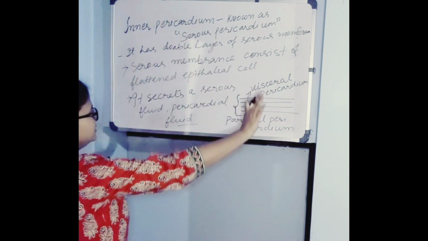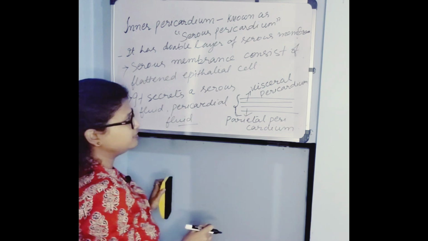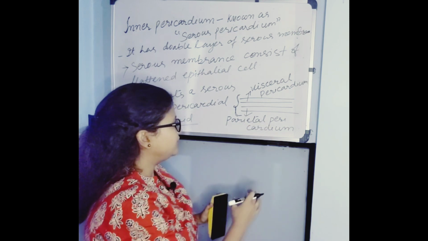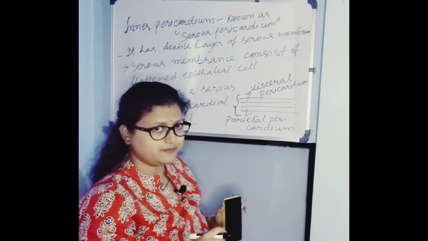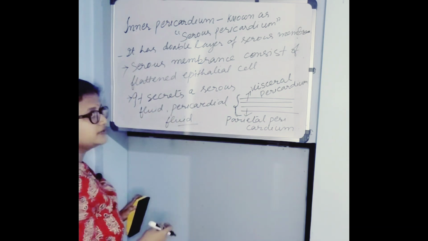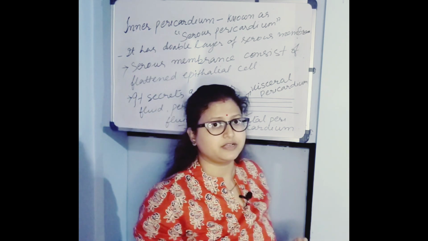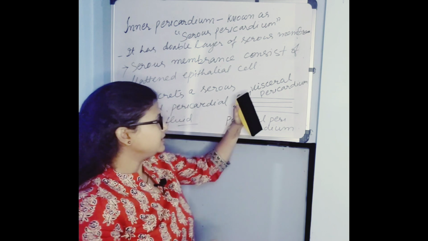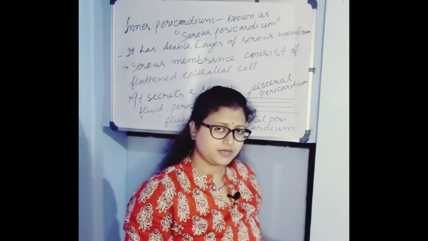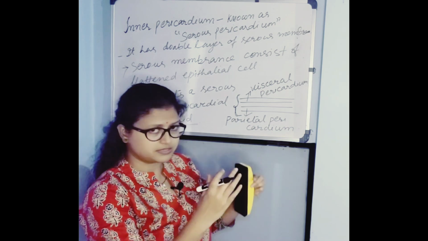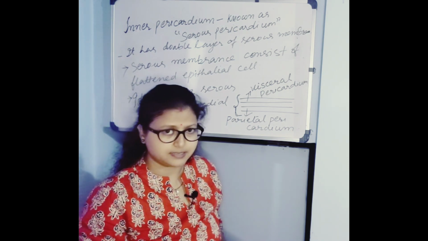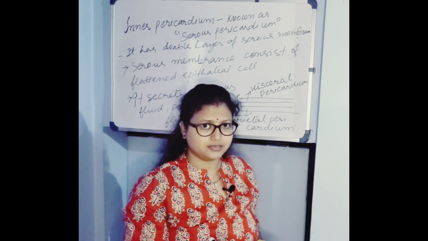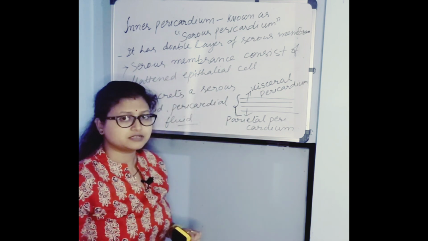This is about the pericardium, the outer covering of the heart, and we have learned that it has two parts: the fibrous pericardium and the serous pericardium. The serous pericardium has a double layer of serous membrane. The outer layer is the parietal pericardium and the inner layer is the visceral pericardium. This membrane consists of flattened epithelial cells, which secrete a serous fluid known as the pericardial fluid.